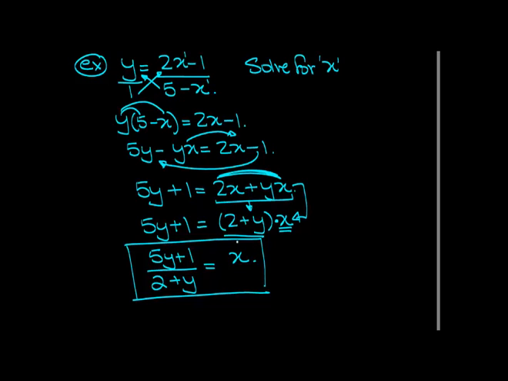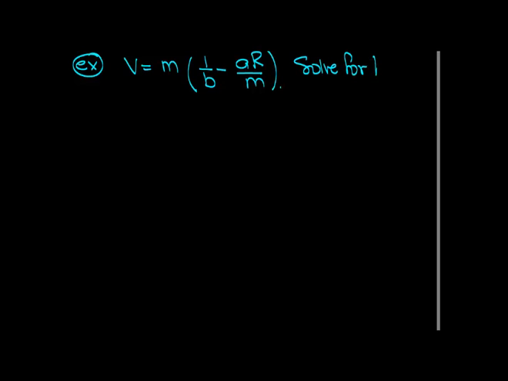I can do one more problem just to drive home the point. So let's go ahead and do that. Let's say that I have this one. I have v is equal to m times (1 over b minus ar over m). And I want to solve for b. Alright, so let's do that.